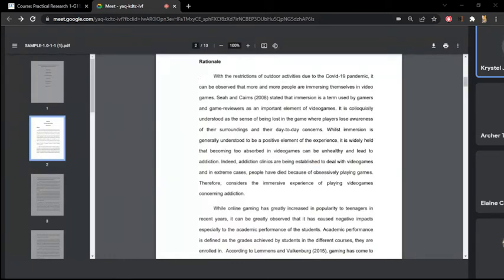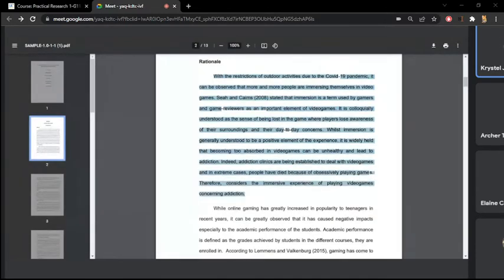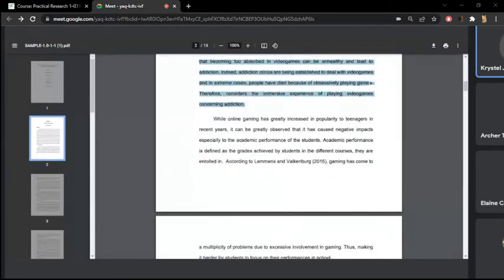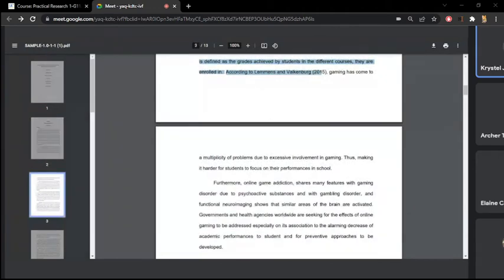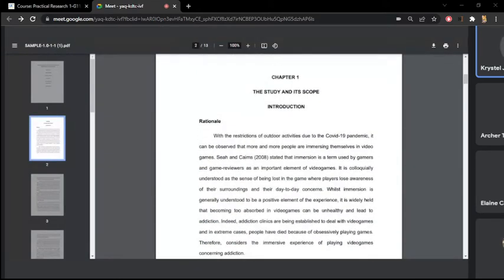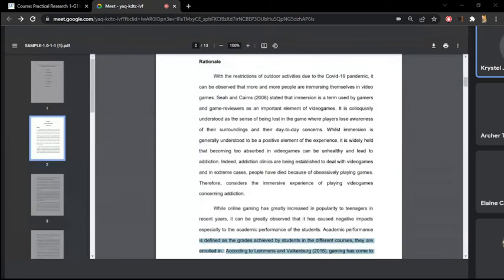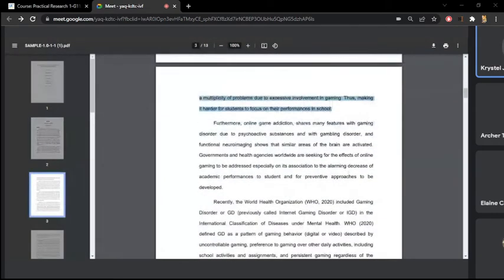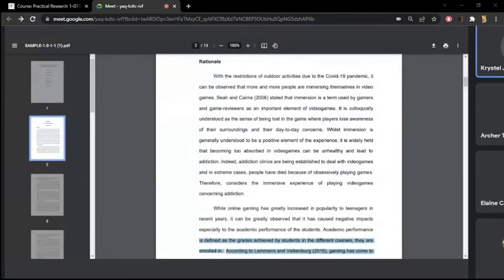So this is the situationer, although it's lengthy. But in your case, you don't really have to have such a lengthy situationer. You can just have one paragraph for the situationer, probably to describe the current situation, and of course to provide an introduction as well.